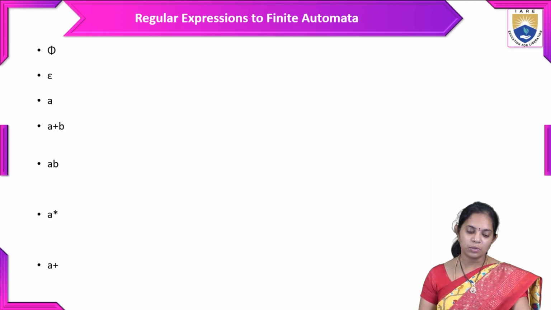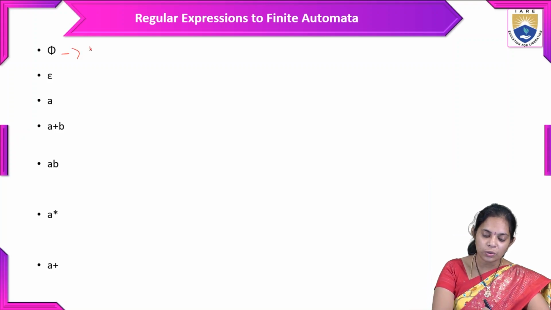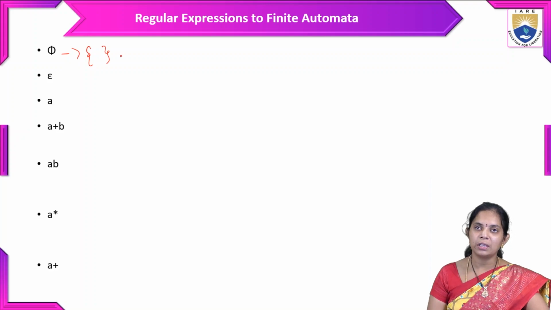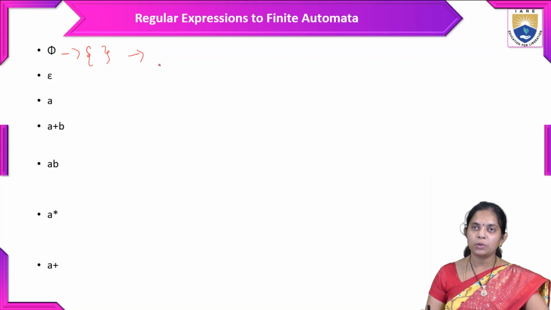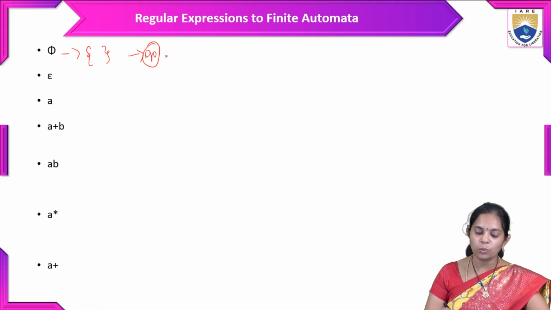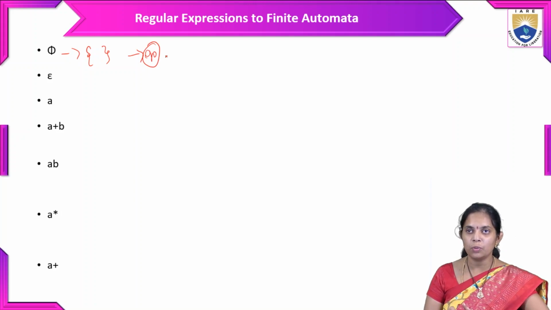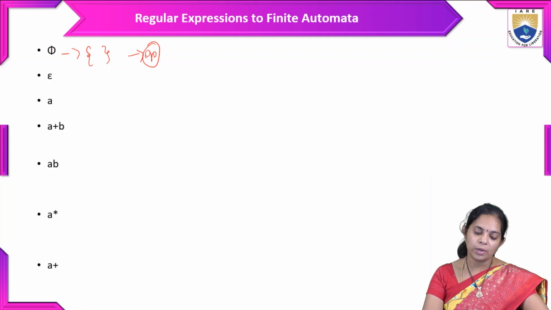So these are the examples of what we are going to construct as a finite automata. Here phi is there. Phi is nothing but the empty set. This empty set has nothing, no values. So how do we convert it to a finite automata? The finite automata has the initial state only, and there is no final state. So simply represent it as a finite automata like this. For the phi symbol, we need to write like this.